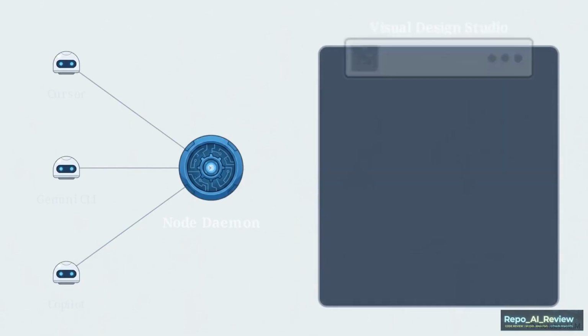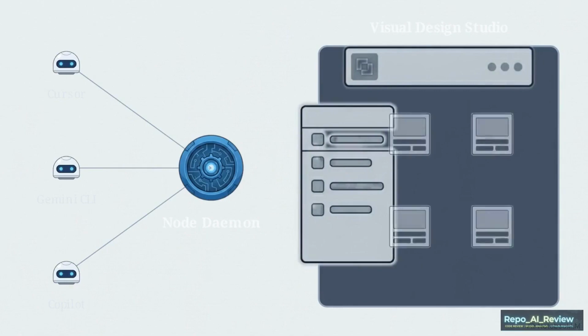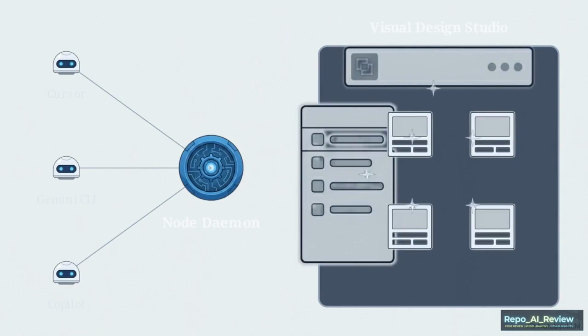At the center is a local node daemon. When it boots up, it scans your computer's path variables to find coding tools you've already installed, like Cursor, the Gemini CLI, or GitHub Copilot. It then hijacks those text-based agents and connects them to a unified rendering engine. Your standard coding assistant is suddenly operating a full visual design studio.